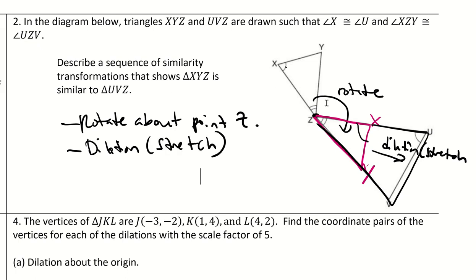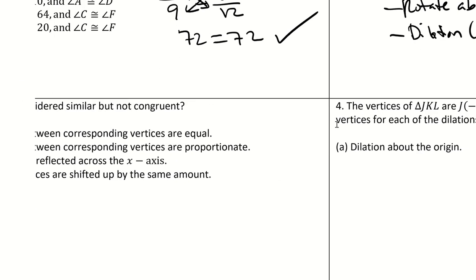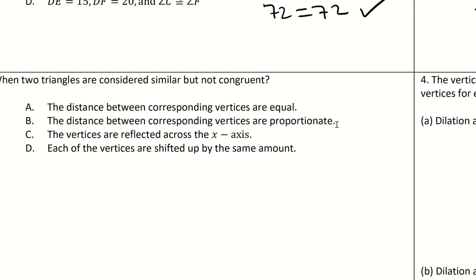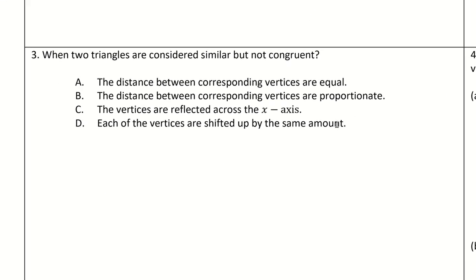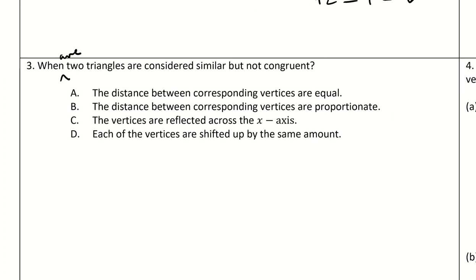And that will make it overlap, and that will prove that they're similar. Okay, so when are two triangles considered similar but not congruent? They're considered similar if the distances are proportional. So the distance between the vertices are equal? No, that makes it congruent. If the distance between vertices are proportionate? Yeah, that's what we're looking for.